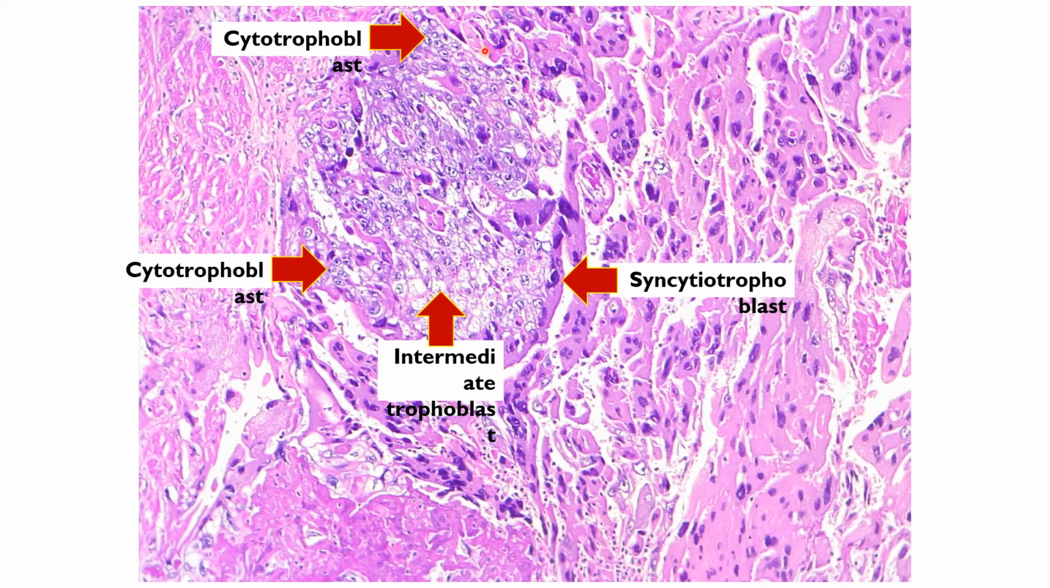Here are the cytotrophoblasts. Take a look at the small nuclei, quite uniform, and they seem tightly packed compared to the intermediate trophoblasts that have more cytoplasm. Cytoplasm is clear here, and this is the syncytiotrophoblast, which has the bright pink cytoplasm, and sometimes they are multinucleated.